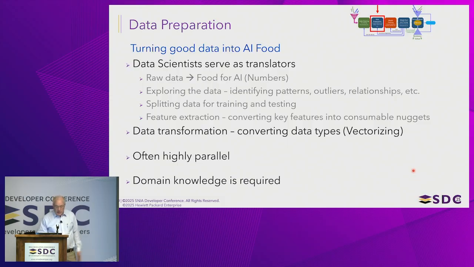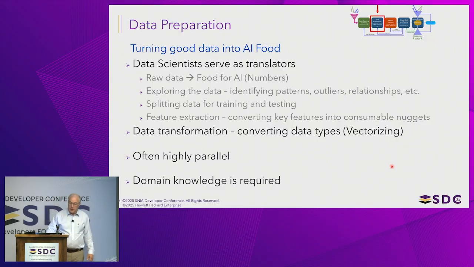So they have to explore the data, they have to identify patterns, they have to identify some of the outliers we talked about earlier, figure out relationships in the data. These data scientists are highly valuable people, because they have to have domain-specific knowledge and figure out how to get the right information out of your data. Have to do things like splitting it for training and testing, have to do what we call feature extraction, which converts the features into consumable nuggets, numbers that the system can process.